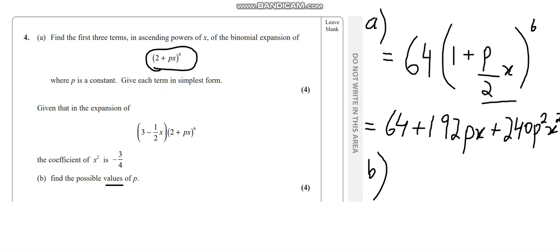So guys, one clue they have given us is that the coefficient of x square is equal to minus 3 upon 4. Now what do they mean by giving this whole function 3 minus half into 2 plus p into x, which we already expanded, and we got 64 plus 192 px and so on. Now what we have to do is we have to look for or make x square from this function. I already told you, and there you go.